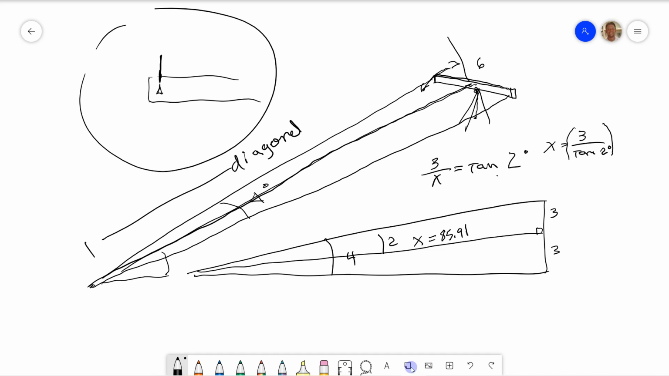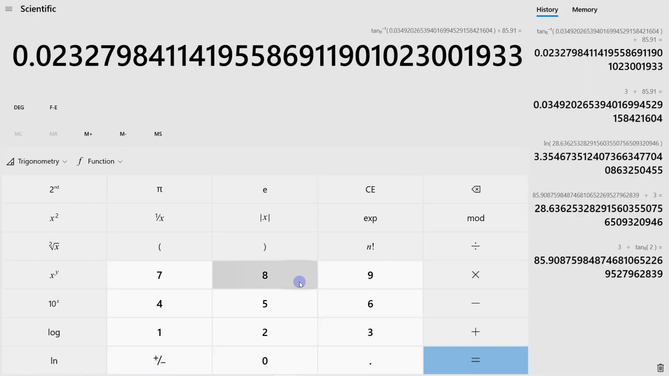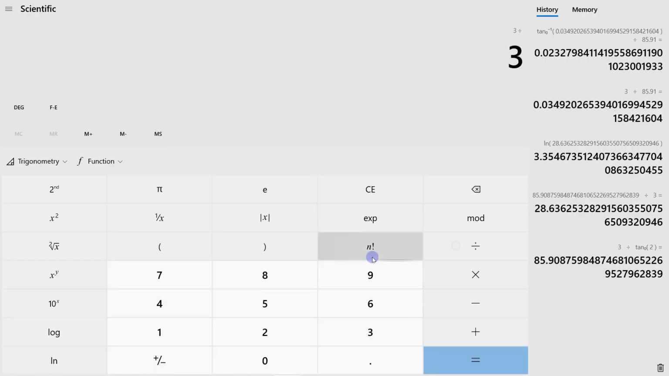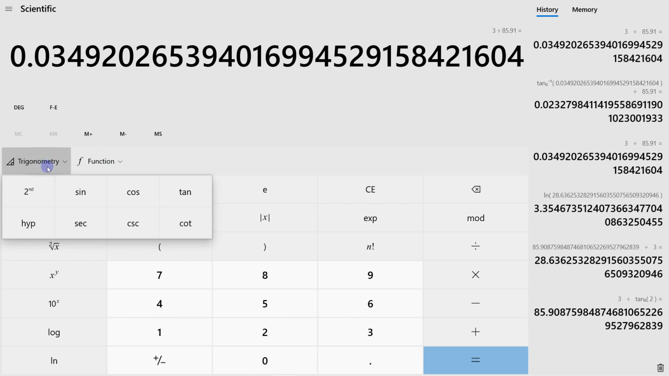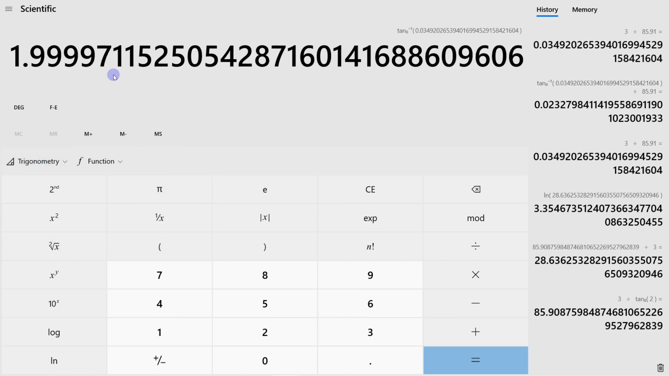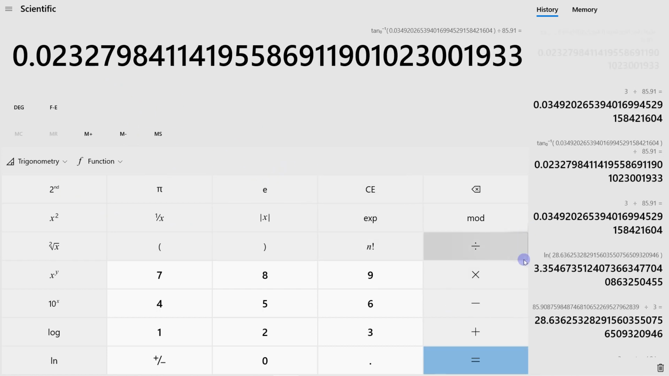So go 3 over 85.91, arctangent of that. Let's just check that. 3 divided by 85.91 equals, and then second function tangent. I think I did it twice. 1.99, so it's 2. So it's 2 degrees. It's just I didn't carry out the decimal. So that's how it works.